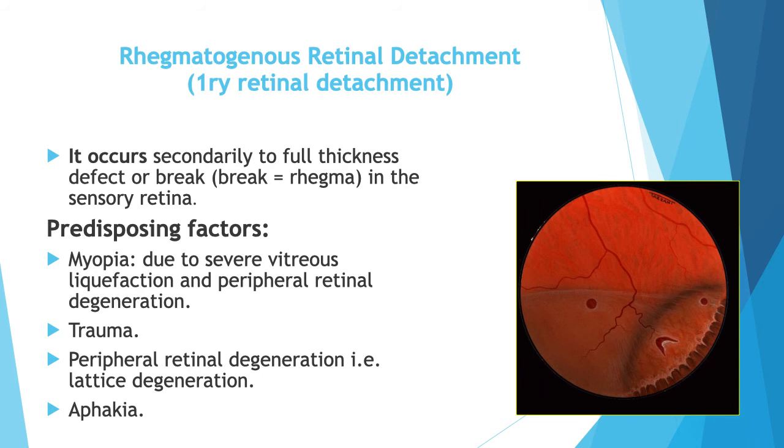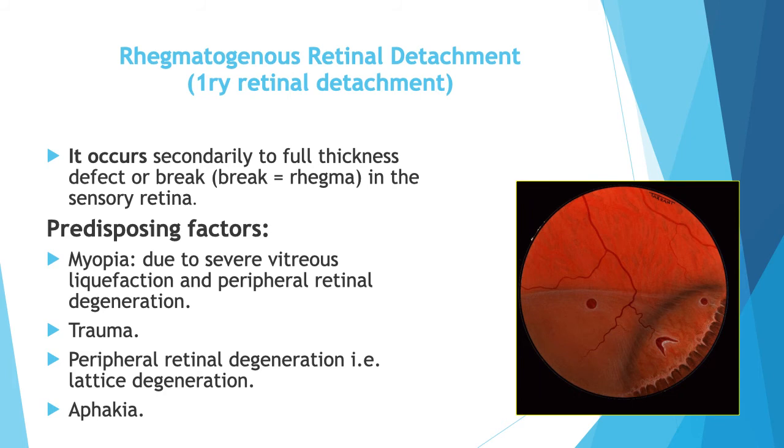So let's start with rhegmatogenous retinal detachment, or primary retinal detachment. It occurs secondary to a full thickness defect or break in the retina, and that's where the nomenclature comes from. Rhegma is a break in the sensory retina. As we can see here, this is a rounded break, or we call it a hole. There is a horseshoe break, which we call a horseshoe tear. So the tear can be of different types and shapes, and it's almost always present in the periphery, and fluid starts to come in, elevating the retina.